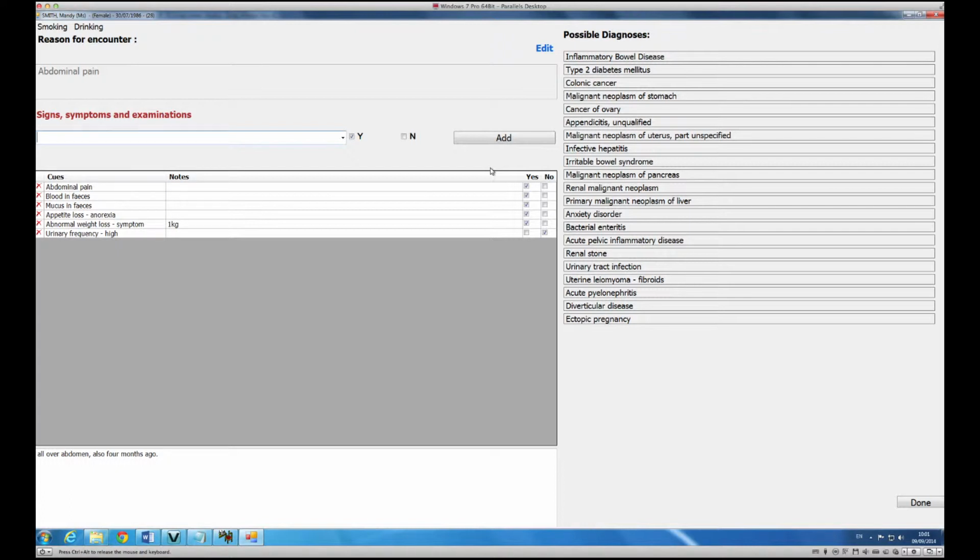Okay. Would you like to sit up on the couch there? Let's have a feel of the abdomen. Okay. We'll stop at that point.